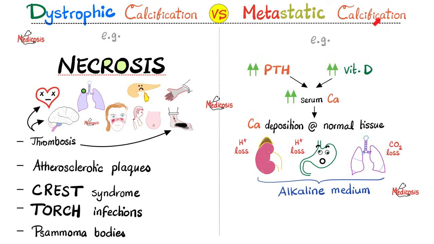But how about metastatic calcification? It could be hyperparathyroidism or hypervitaminosis D, which are going to raise the serum calcium. This calcium is going to deposit at normal tissues. So you get calcification, and you get calcification, and you get calcification.